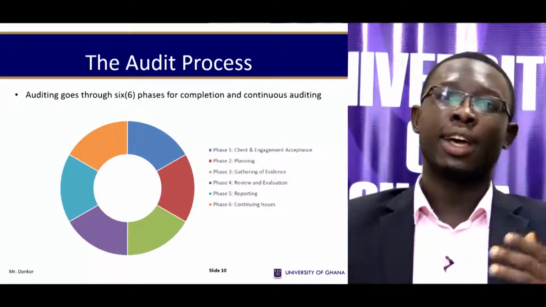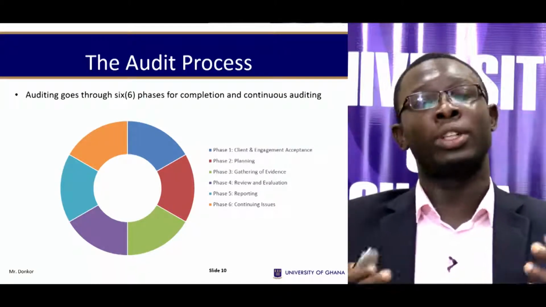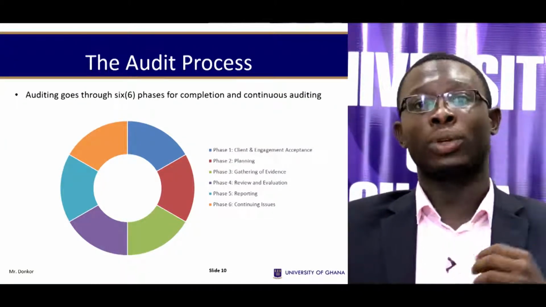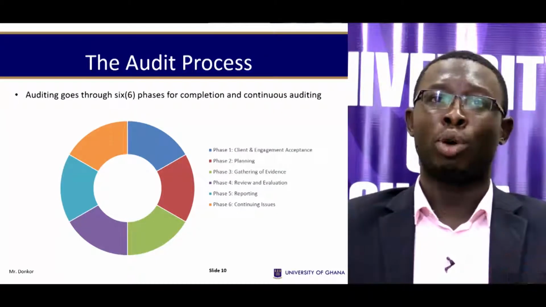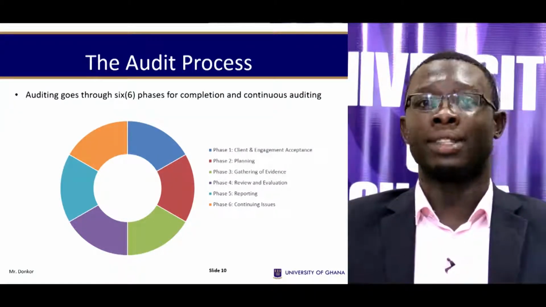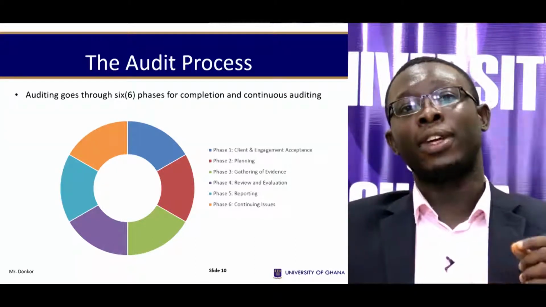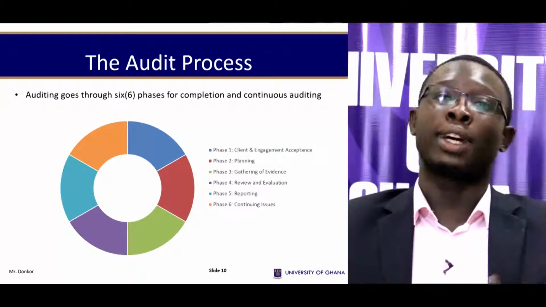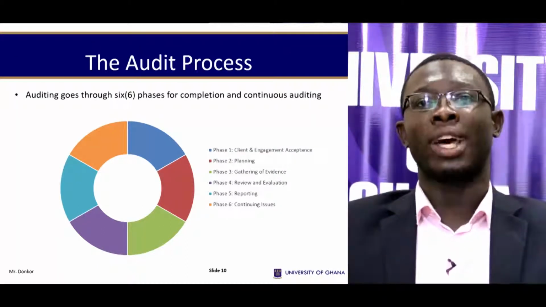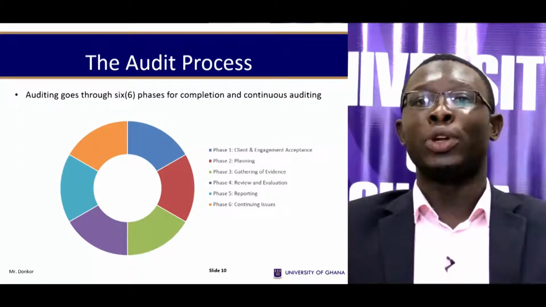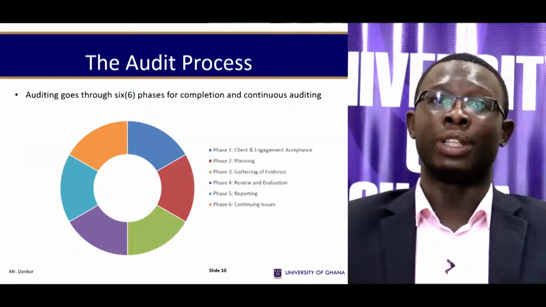After gathering the evidence, that's not all. You have to review and evaluate the evidence, whether they are appropriate, whether they are sufficient to help you come up with an opinion, a report to interested parties. When all this is done, the fifth phase is that the auditor can now go ahead and issue a report. That is an opinion on what has been done, or opinion on the assertions management have made.